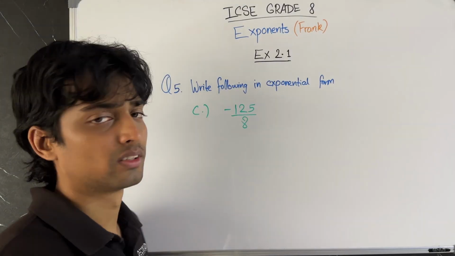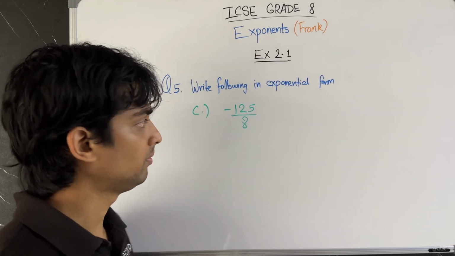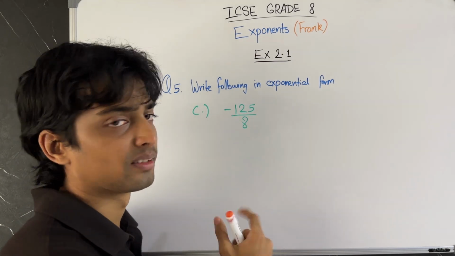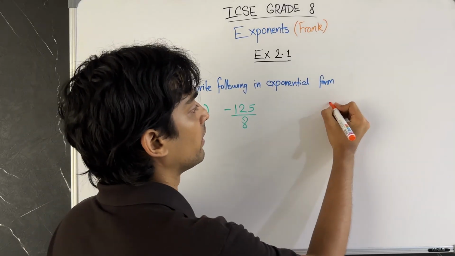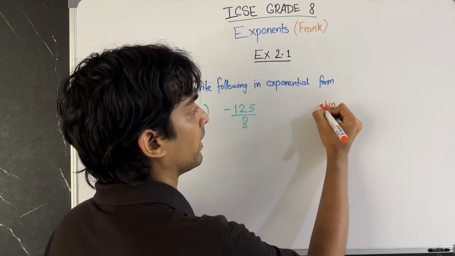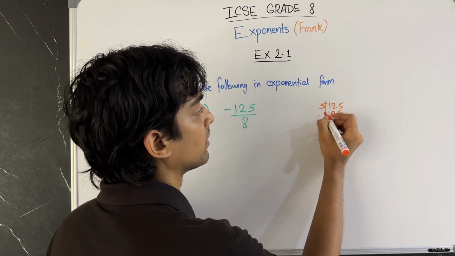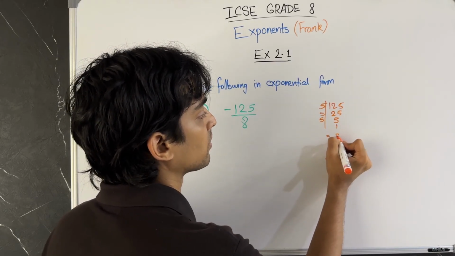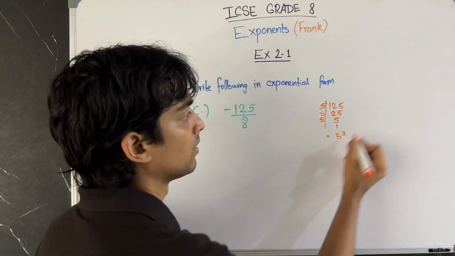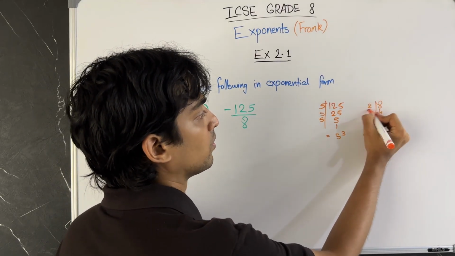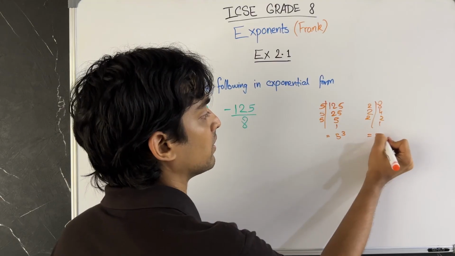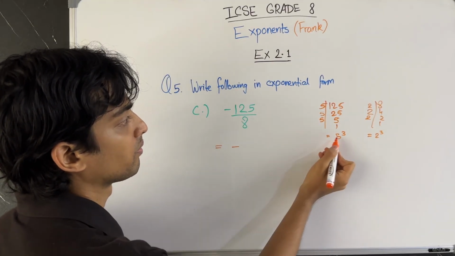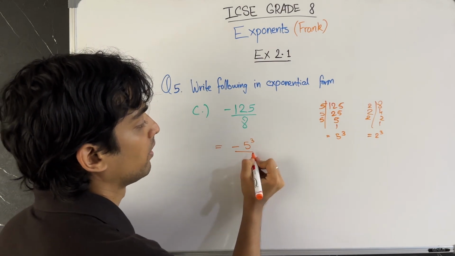Write the following in exponential form. Question 5. We have this fraction. So first we will convert each number in exponential form. So let's do it for 125. 5 1s are 5, 5 5s are 25, 5 25s are 125. This is nothing but 5 raised to 3. And 8 will be 2 1s are 2, 2 2s are 4, 2 4s are 8, which is 2 raised to 3. So here we can write minus 125 upon 8 as 5 raised to 3 upon 2 raised to 3.